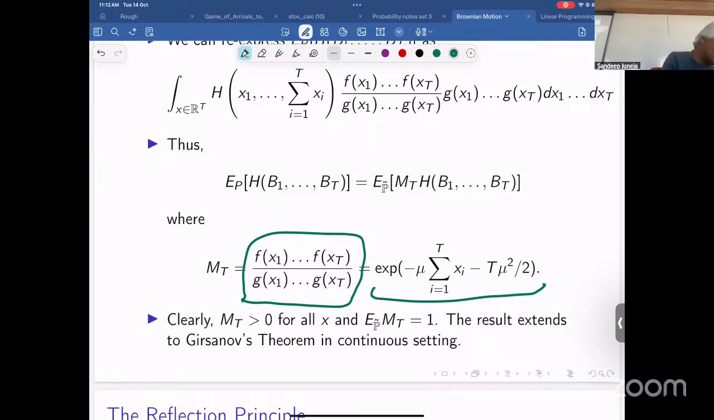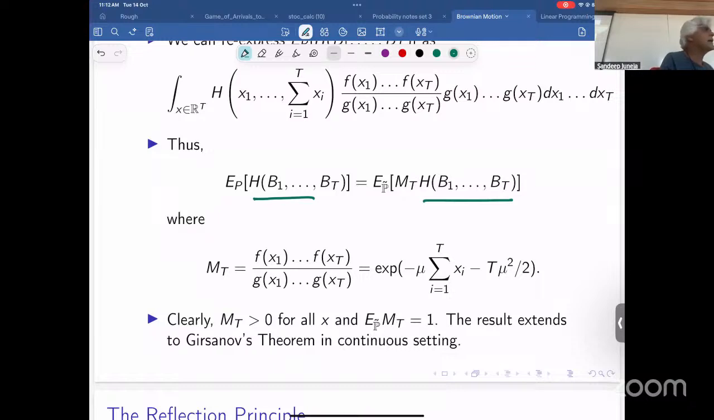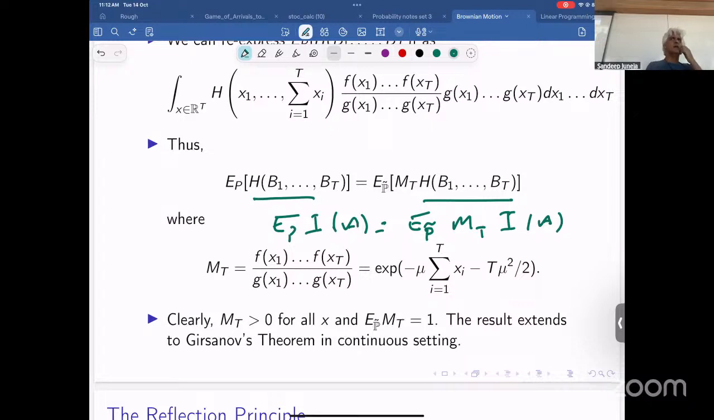If you go back to this quantity right here, this h is a general function. I can take h to be an indicator of any set A, and then I recover my old relationship: E_P of I of A is equal to E_P tilde of M of T times I of A. So this M of T was exactly what we started off with. It's a random variable which has mean 1, non-negative. It gives us a new measure.